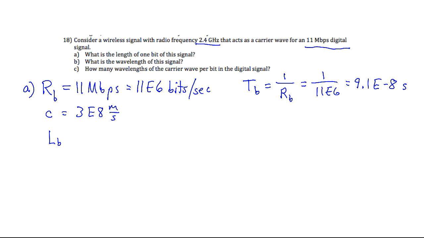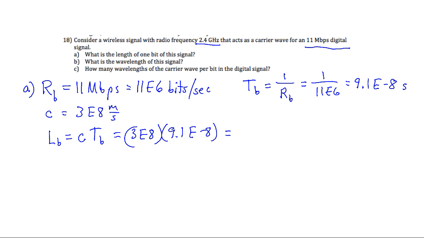I'm going to leave it in seconds, and for the length of a bit, I'm going to use distance is velocity times time. So the distance that the wave has gone during one bit is c times T_bit. And this is 3 times 10 to the 8th times 9.1 times 10 to the minus 8th. The 10 to the minus 8 and 10 to the plus 8 cancel, and I get 3 times 9.1, which is 27.3. And that is going to be in meters because c was meters per second and t was seconds. Okay, so it's 27.3 meters.